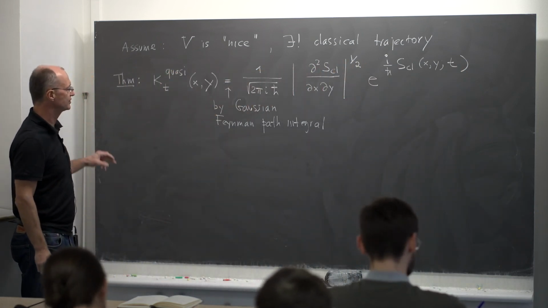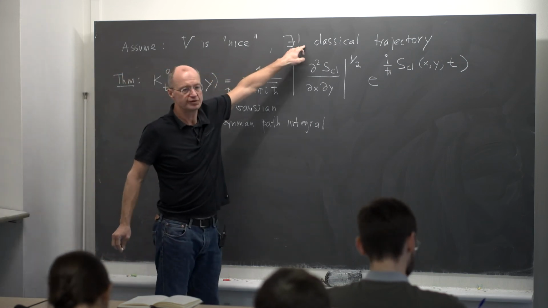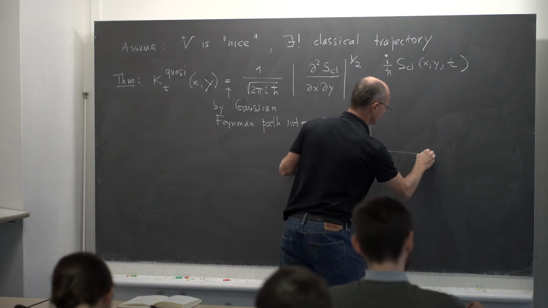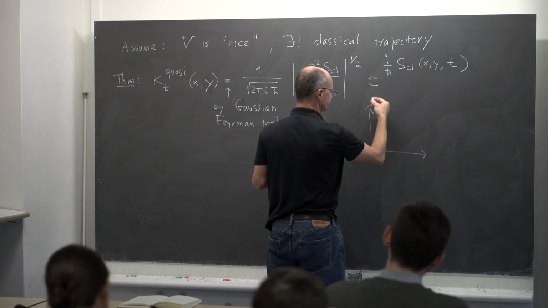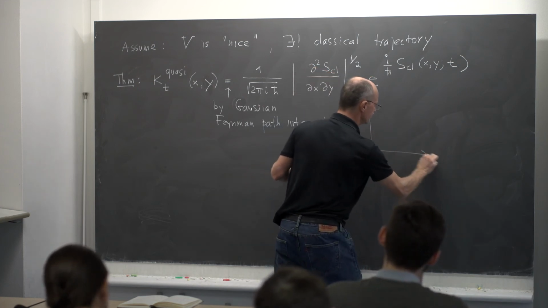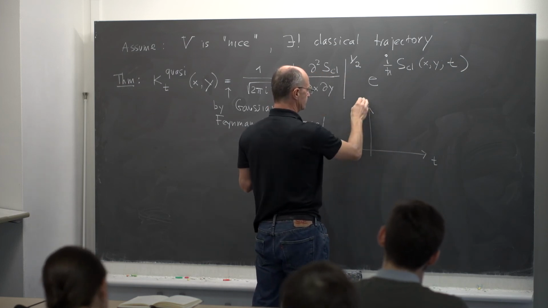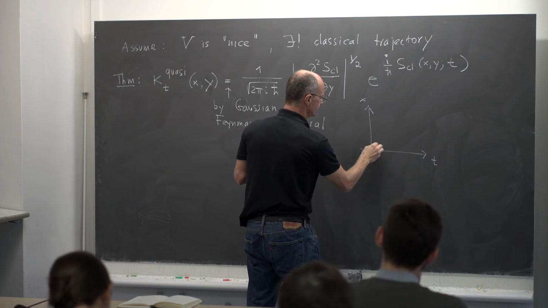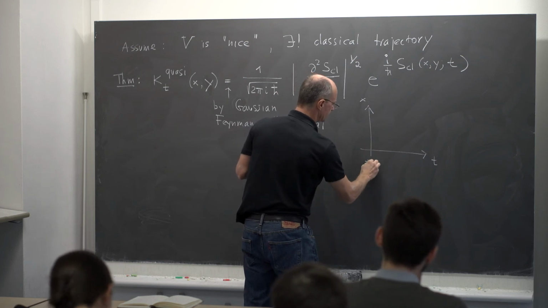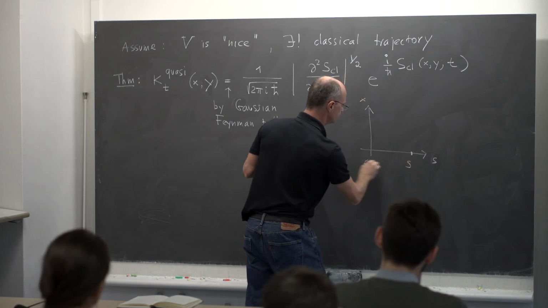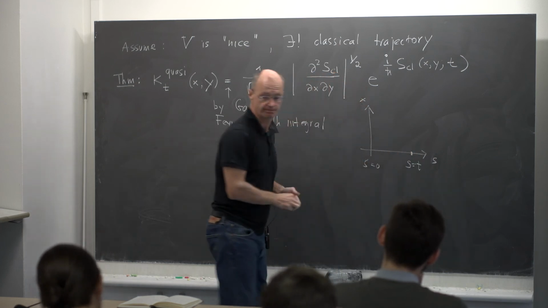So you see what happens here. We assume that there is a unique classical trajectory. Let's imagine that this is t, this is our space coordinate. So here there is t or maybe s. So s equals 0 and s equals t.